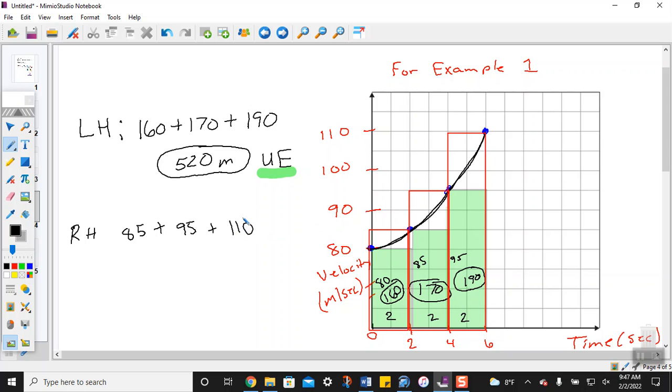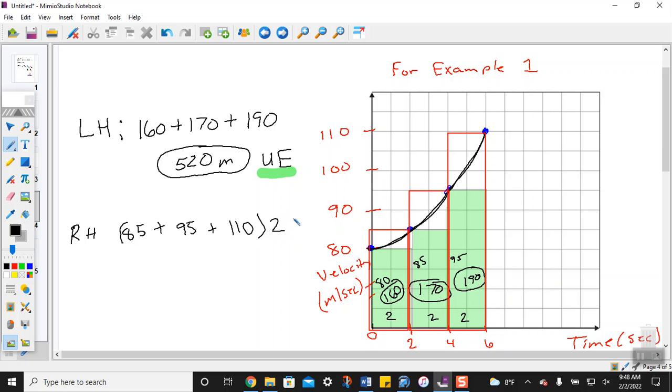However, what's the length of all three rectangles? The length's always gonna be the same, so if you can take all the heights of a right hand or a left hand and add them up, we're gonna multiply all these heights times what base length did we have for intervals? 2. Okay?